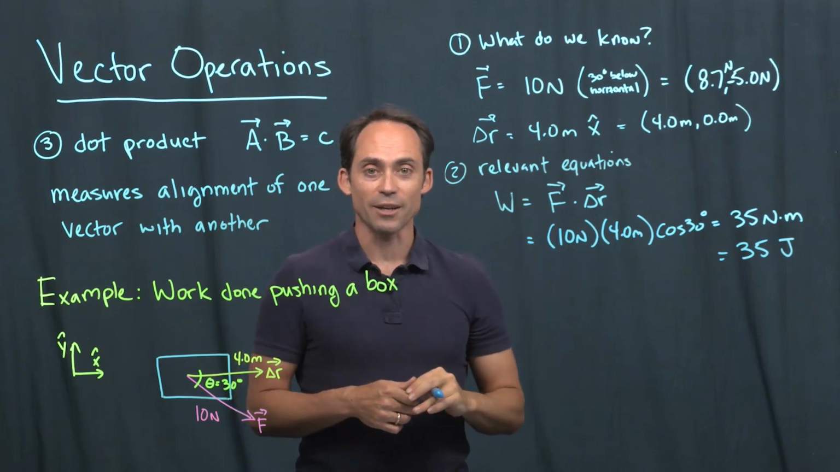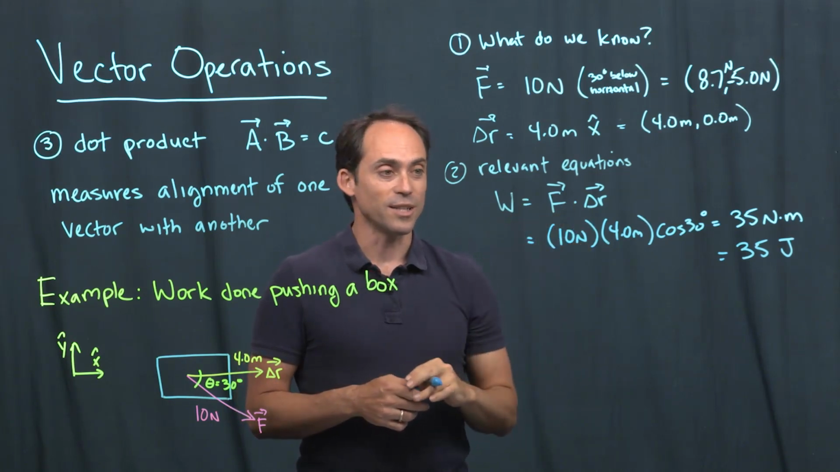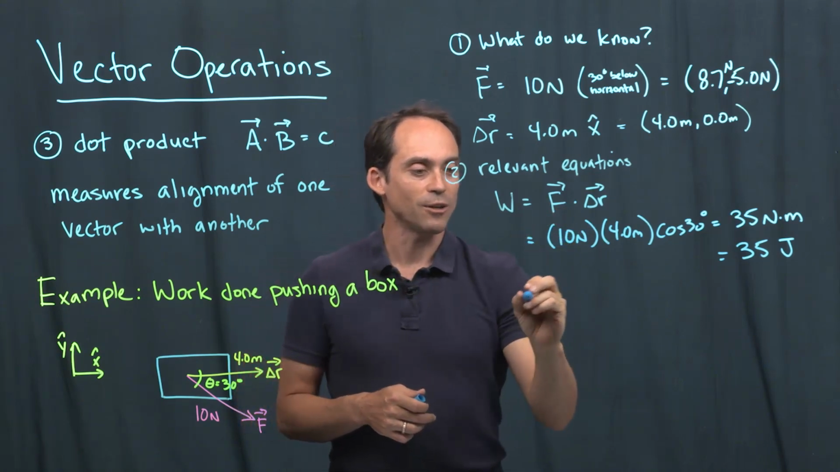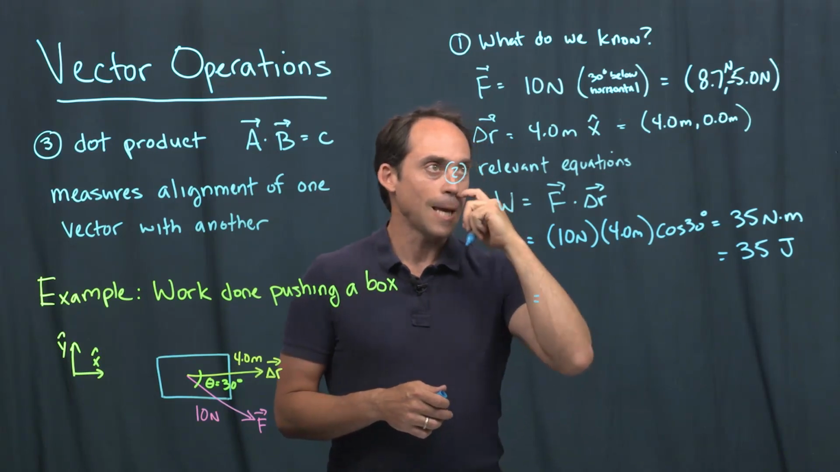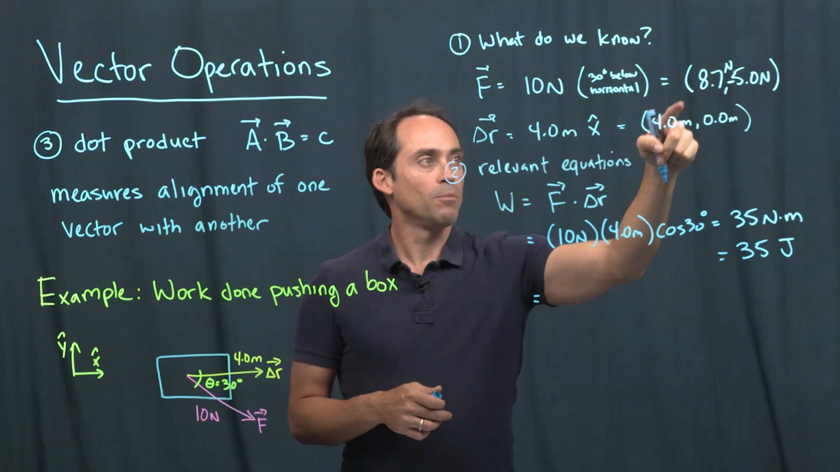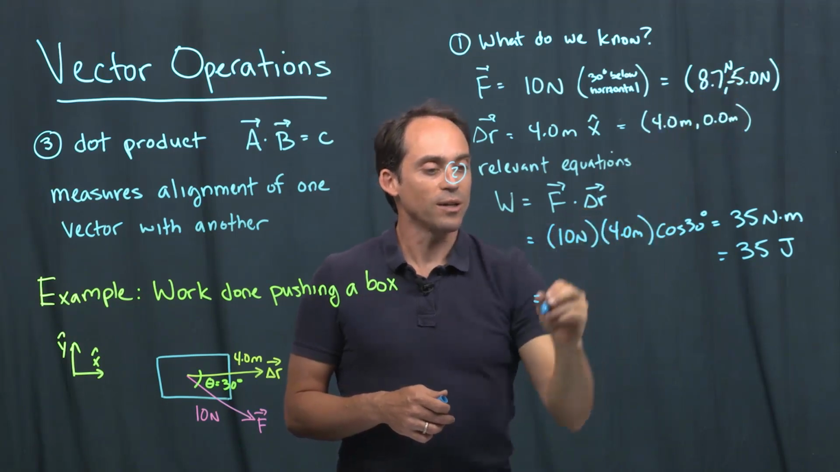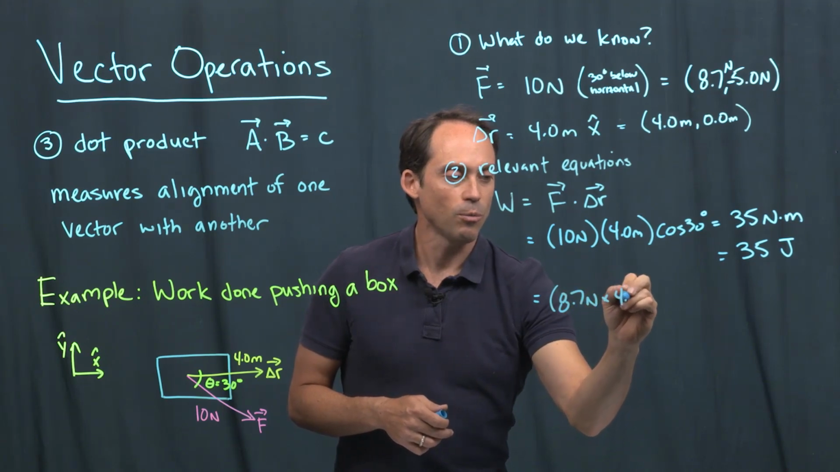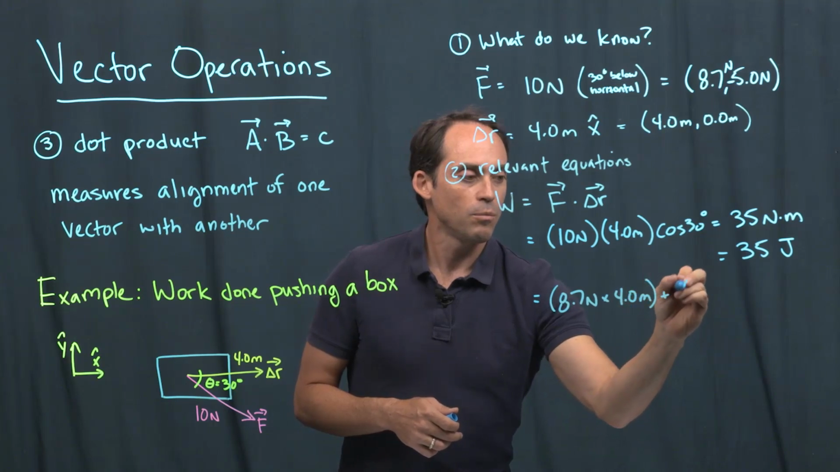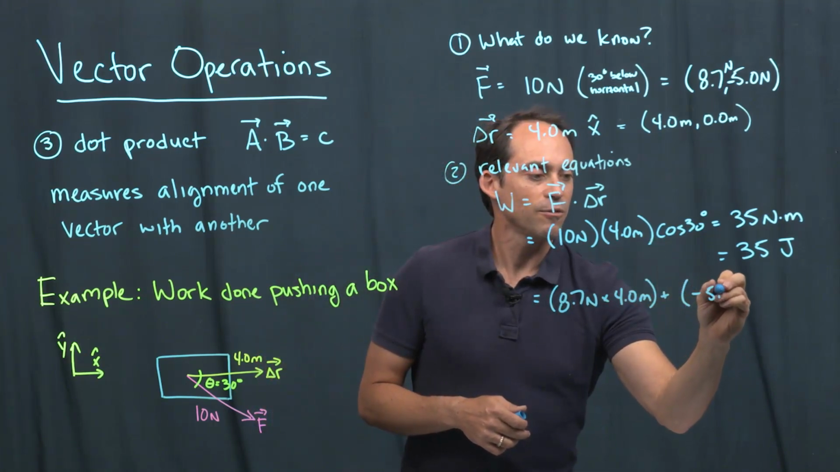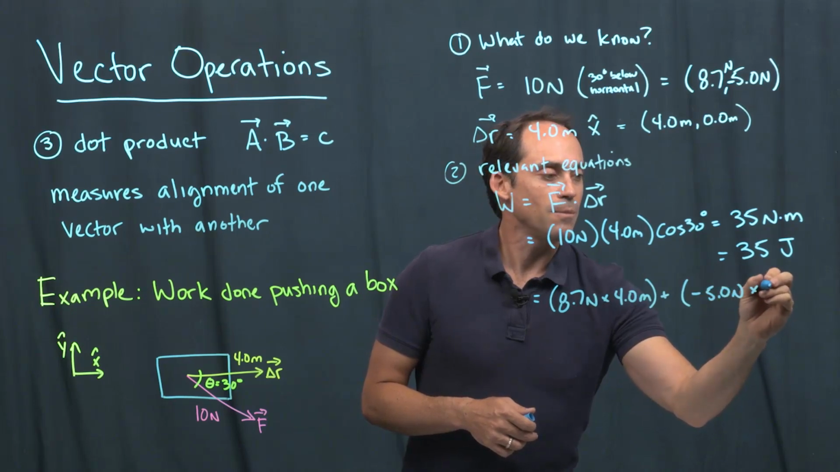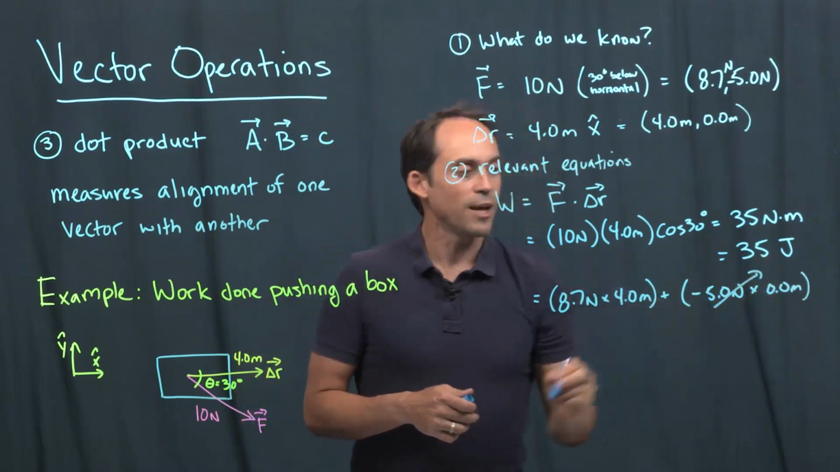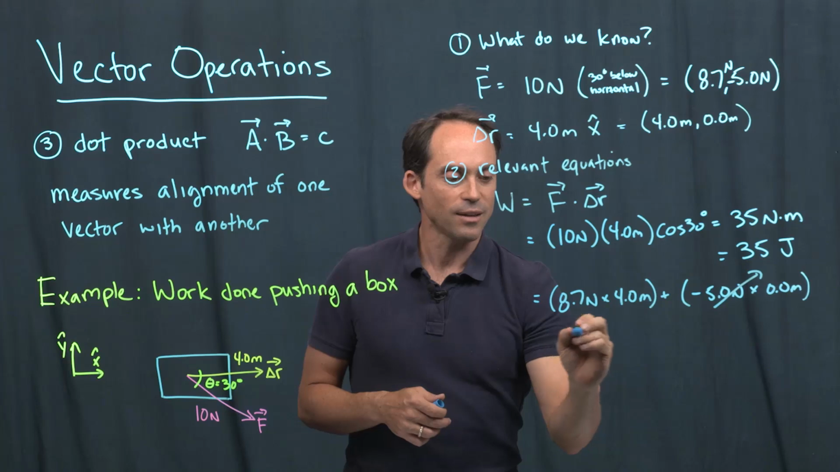All right, so that's one way of calculating this work quantity. We can also calculate by multiplying the components of the force and displacement vectors together. That's taking the x coordinates, multiplying those together, plus the y coordinates. So this is going to be 8.7 newtons times 4.0 meters plus minus 5.0 newtons times 0.0 meters. And of course, this side of it is going to go away. And so we're left with exactly the same result.